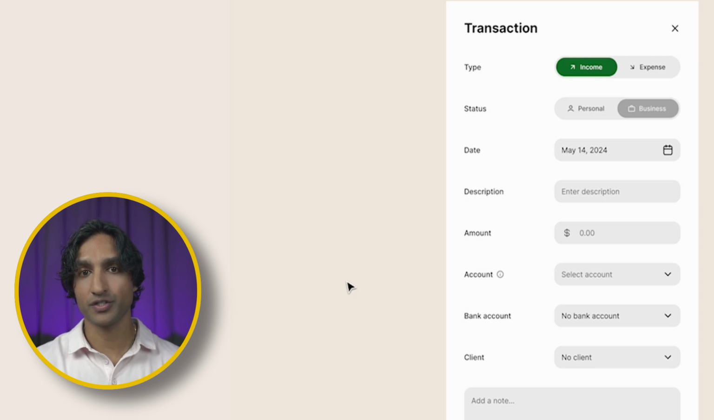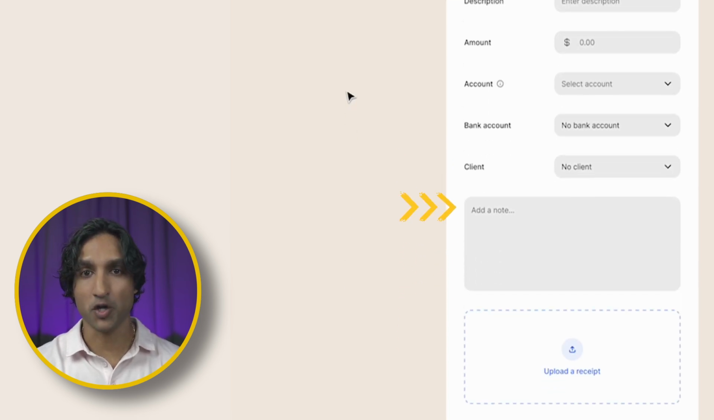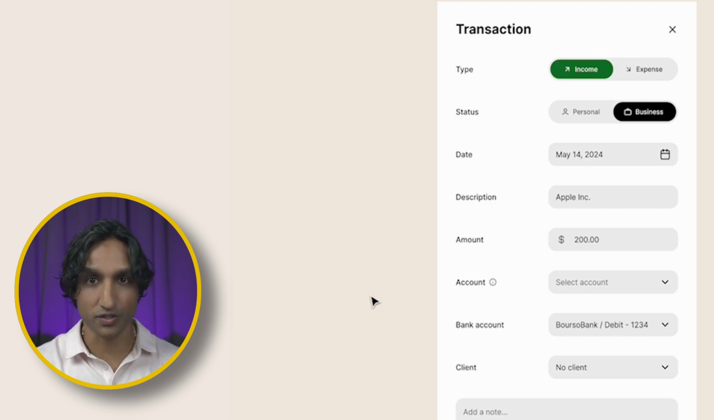Okay, now you're gonna have to choose, is this income or money coming in, or is this an expense or money going out? Let's start with income, and I'll show you an example for expense after. Here you can determine the status, is this personal or business? You can set the date and add a description. You can set the amount and then create or name an account. You can even connect a client and then add a note. And you can upload a receipt, which I'll show you how to do soon. This is an example of what it looks like when these fields are filled.